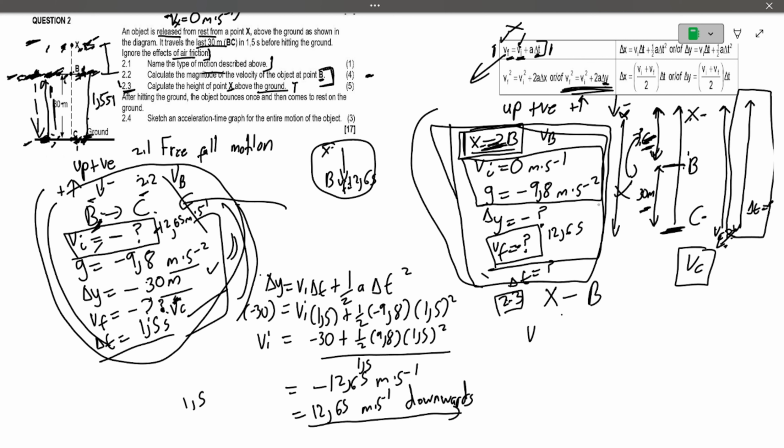V final squared equals V initial squared plus 2A change in Y. Let's see the variables that we have. We are just listing our variables.